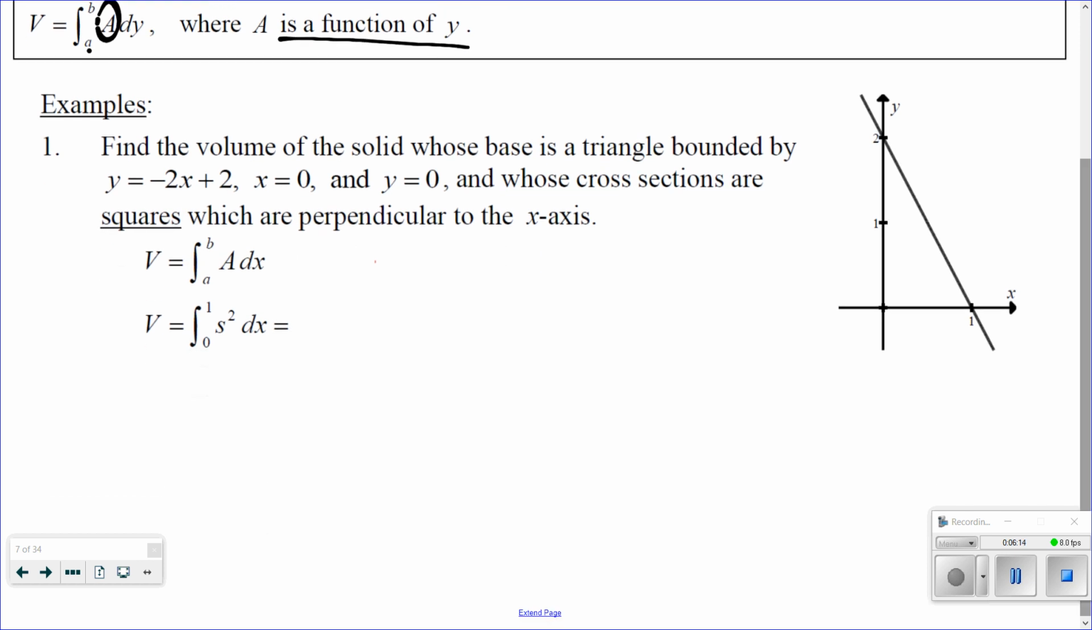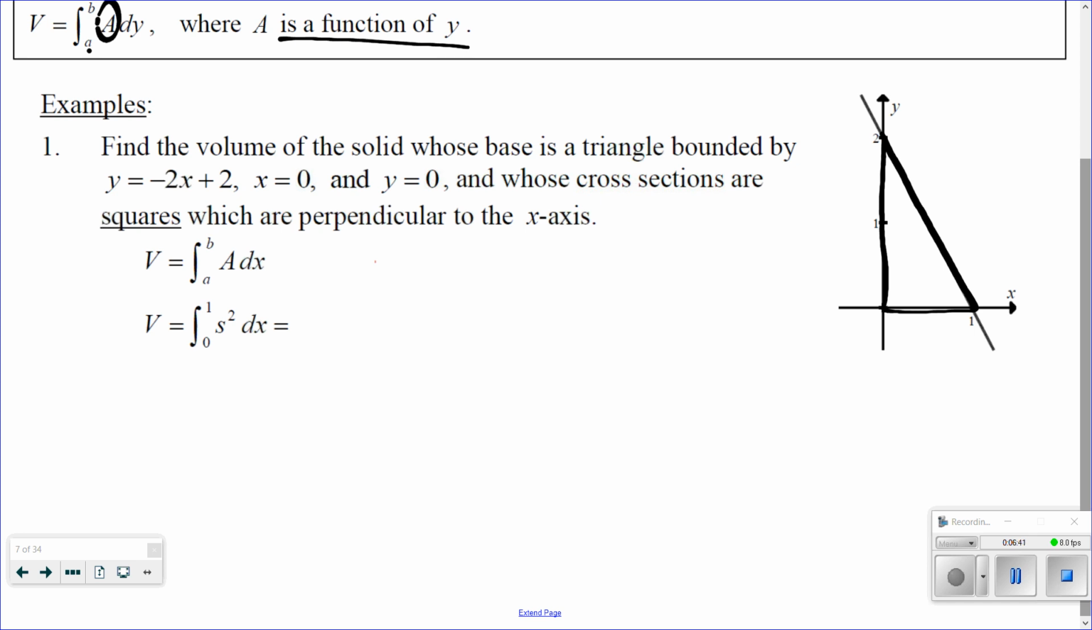It says, find the volume of the solid whose base is a triangle bounded by the line y equals negative 2x plus 2, x equals 0, and y equals 0, and whose cross sections are squares which are perpendicular to the x-axis. So they already have the graph drawn for us over here. This is my region over here, right? This is the line y equals negative 2x plus 2, x equals 0 is that vertical one, y equals 0 is that horizontal one. So we have that area formed.